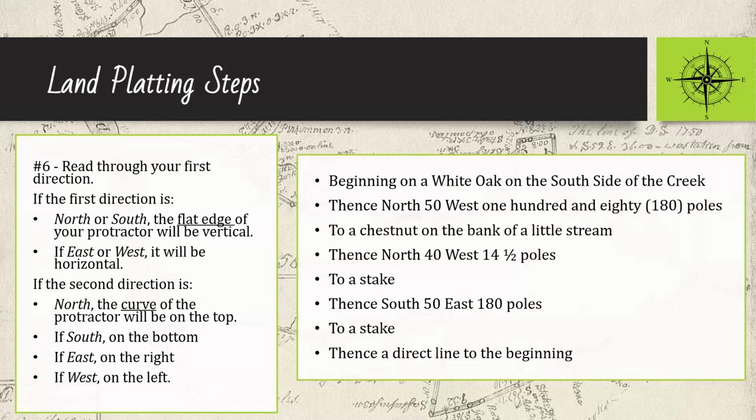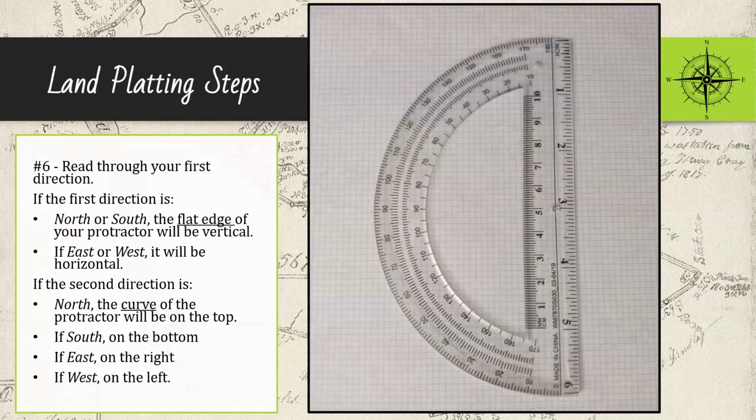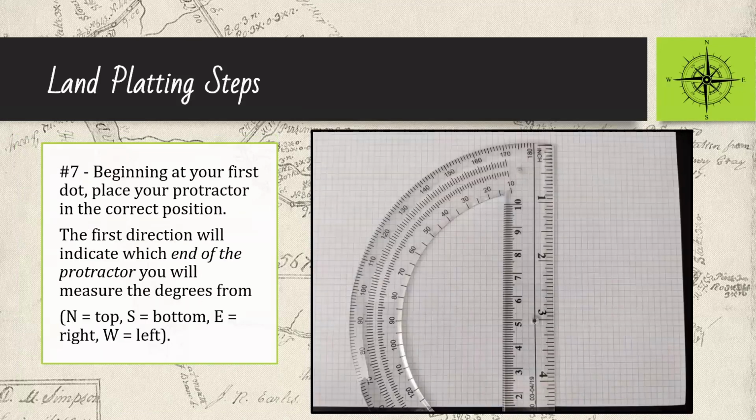So for us, we start out north 50 degrees west. That means that my protractor needs to have the flat edge vertical and the curve on the left, because that's our north and our west. So start at your dot and put your protractor where it needs to be according to that. The first direction is going to indicate which end of your protractor you're measuring the degrees from.